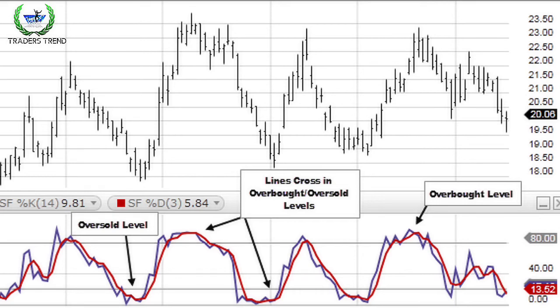The stochastic oscillator helps the trader make correct entries and exits in the current market. It is also helpful for divergence, the positive and negative divergence of a particular share, and it also indicates the trend reversal. So it is the number 2 oscillator type. Number 1 is RSI and number 2 is the stochastic oscillator.